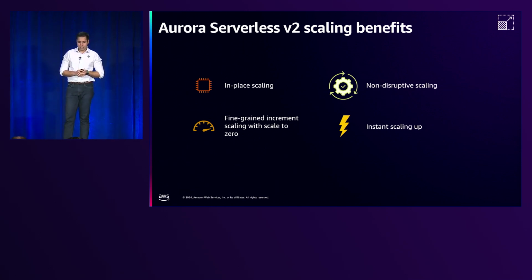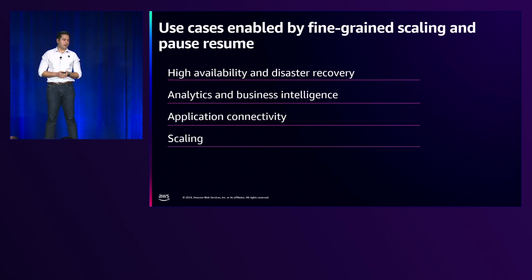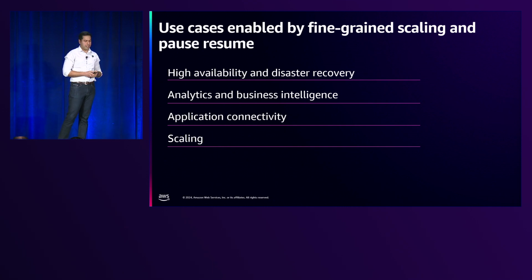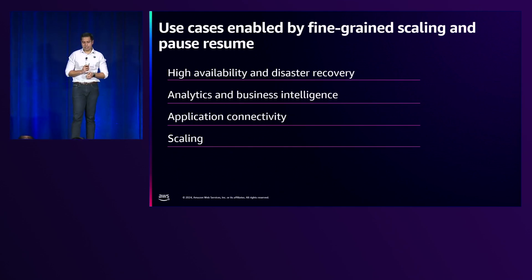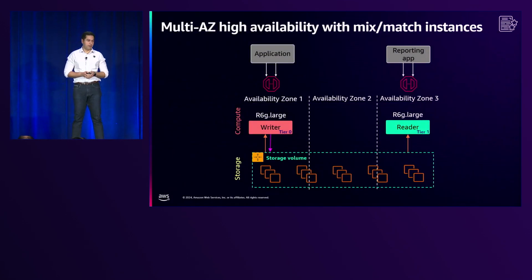So because of this, we have a few use cases that are enabled by Aurora Serverless V2, namely along the dimensions of high availability and disaster recovery, analytics and business intelligence, application connectivity, and also scaling, which is powering some of our most powerful features today that you might have heard about at this re:Invent. Let's deep dive into it, starting with high availability.